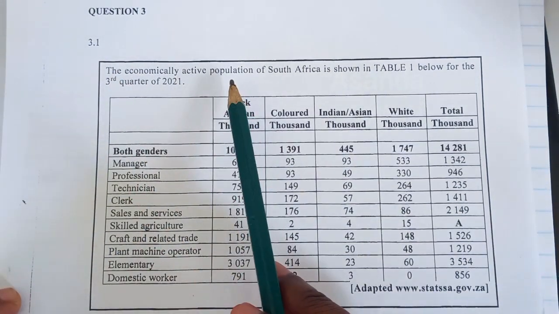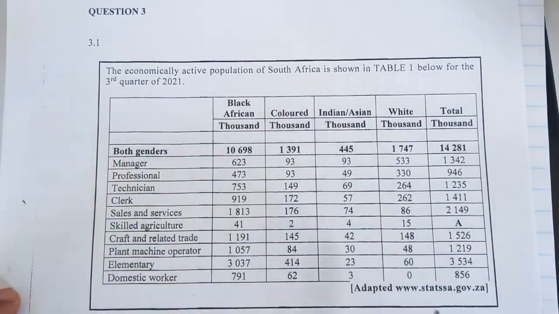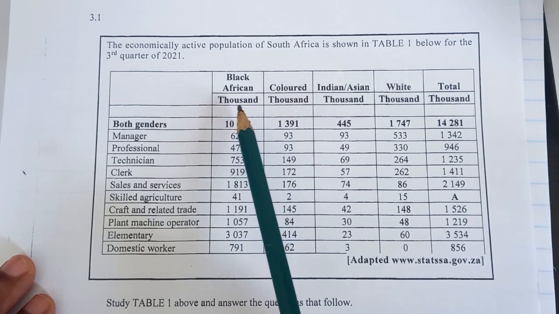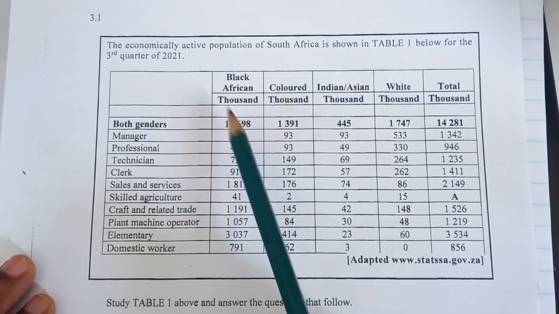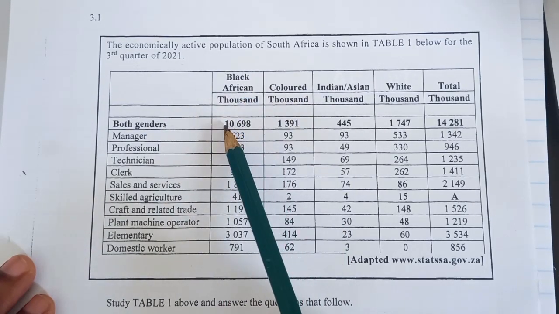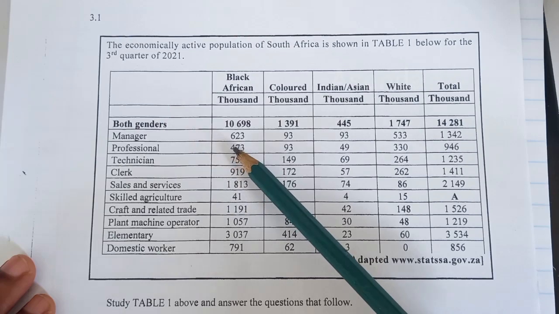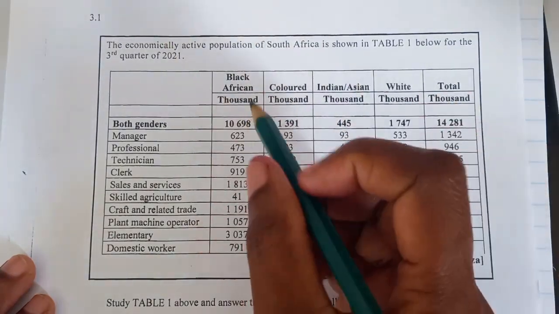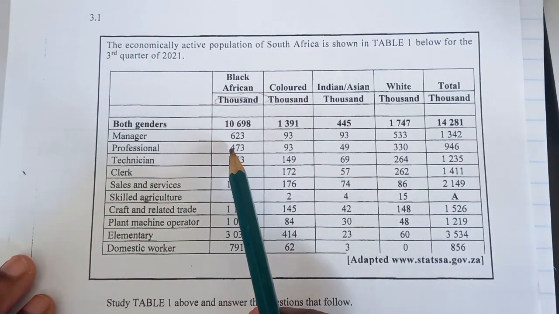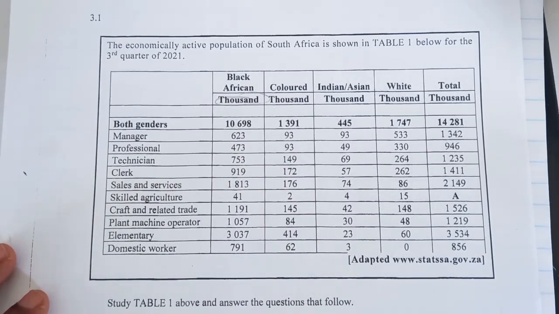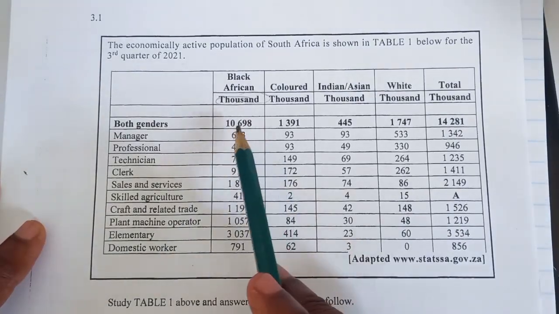The economically active population of South Africa is shown in table 1 below for the third quarter of 2021. Black African, in thousands, both genders, so both female and male. Black African thousands, 10,698. Those that are professional, 473,000. Have you seen that part there? That says 1,000, right? So this one is 473,000.